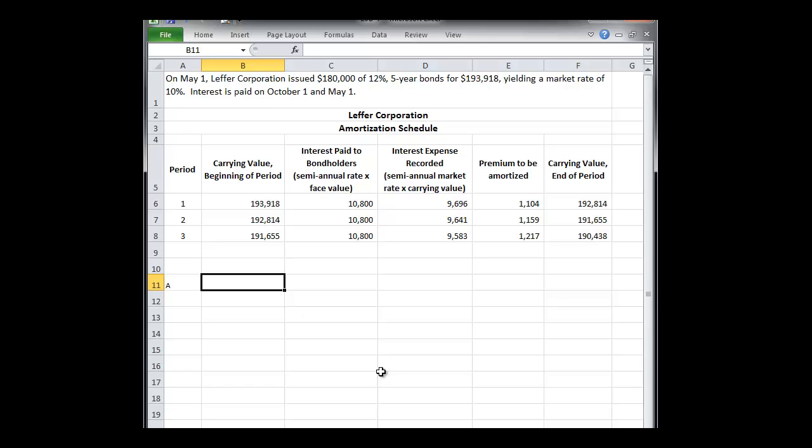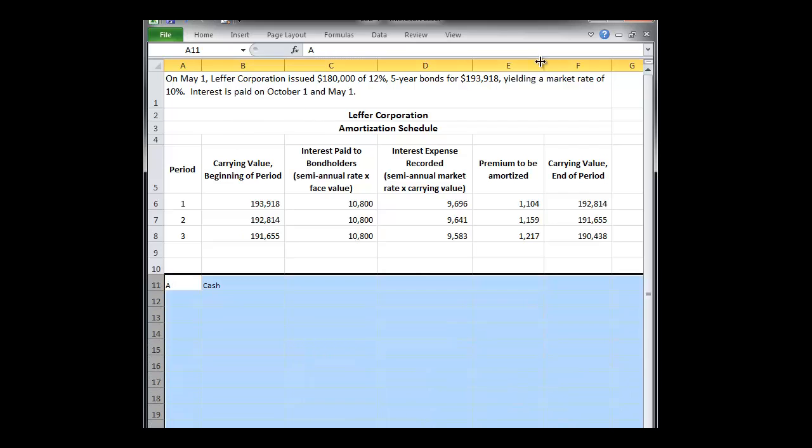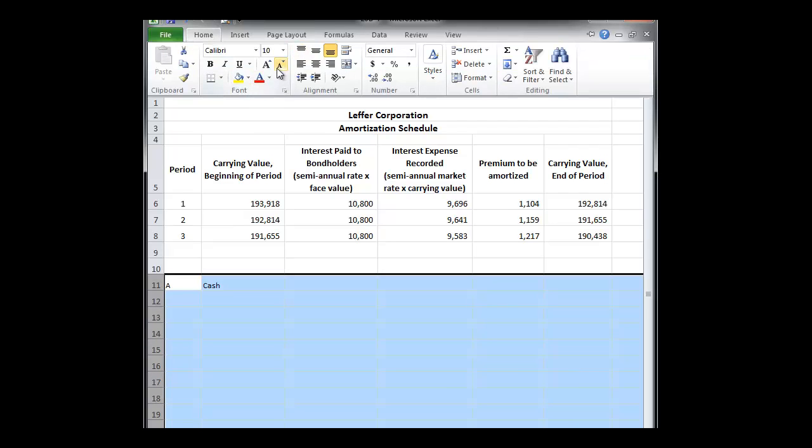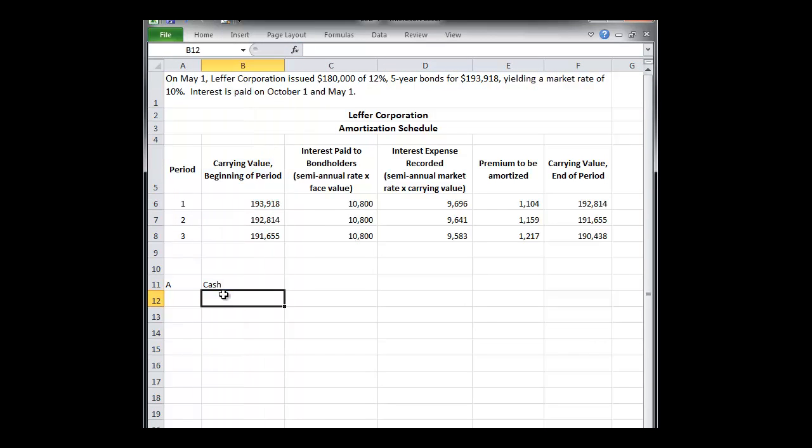Okay, when the company issues bonds, it receives cash. So we have a debit to cash. I think I need to make these a little bigger here so you can see it. Okay, so I'm going to debit cash. And how much cash am I debiting? Well, I'm going to debit the amount that the problem says was received by the company. It says they sold those bonds for $193,918.